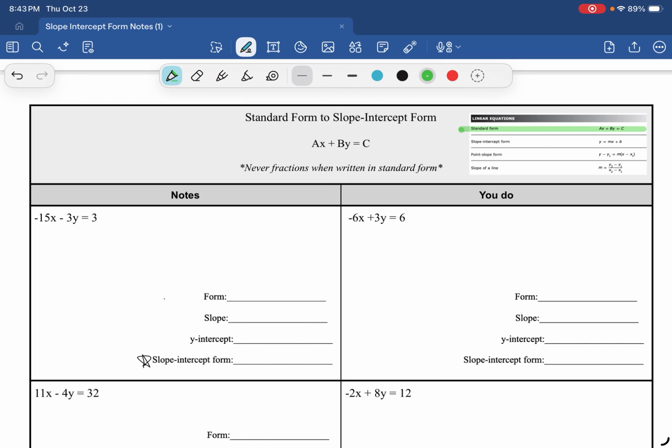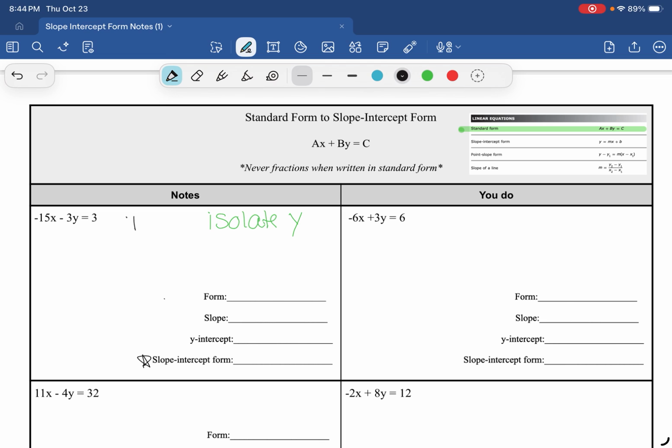All right, now we are going to look at standard form, getting standard form into slope-intercept form. So remember, our goal when we are getting from standard form to slope-intercept form is to isolate y. We want to get the y variable by itself and remove everything else away from it.